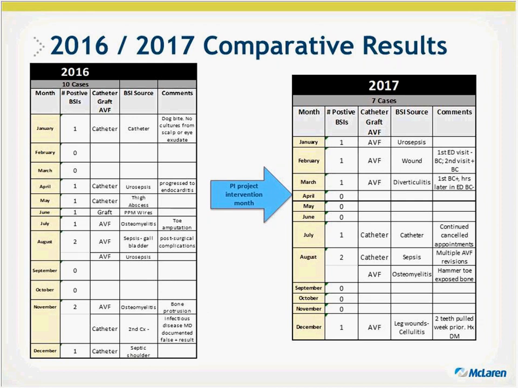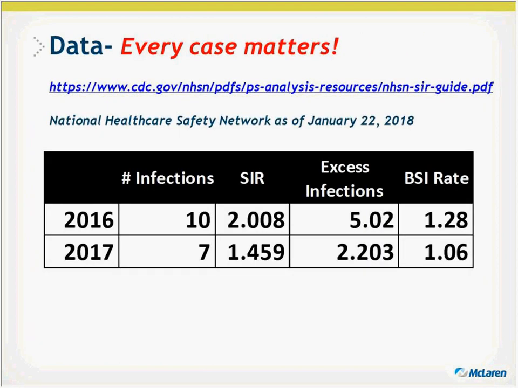However, we didn't launch our actual performance improvement project until late April, early May. I was really disappointed by only reducing the bloodstream infection events from 10 to 7. It didn't seem that impressive to me to only be 3 events under what we had the prior year, considering all of the effort that we put into developing our performance improvement plan. But I do know that every case matters.